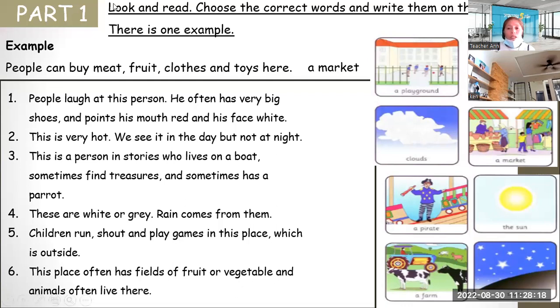Okay. So here again, people can buy meat, food, clothes, and toys here. Okay. Please answer. Okay, you write your answer, choose here.